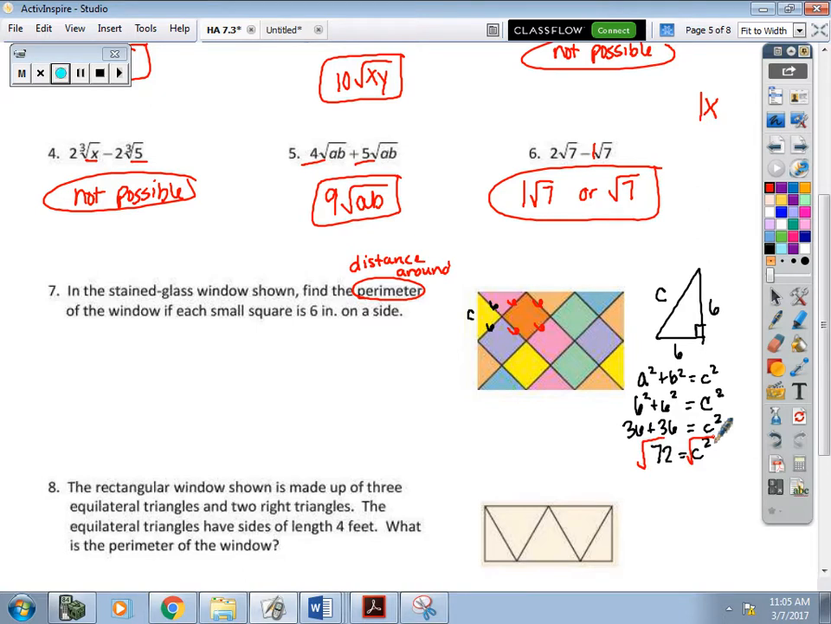Now we could break down the square root of 72, which we don't want to use 9 for because that's not the largest perfect square that goes in, so we'll break this down into the square root of 36 and the square root of 2. Which will get me 6 square root of 2. Okay, so this little triangle diagonal is 6 square root of 2. All of them are congruent.